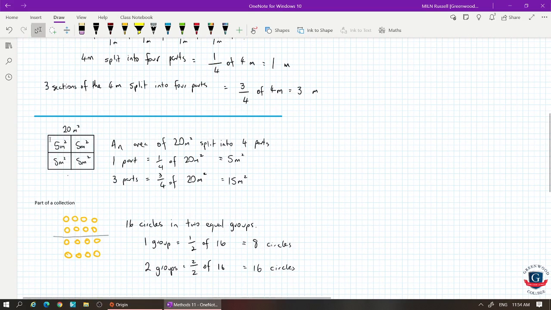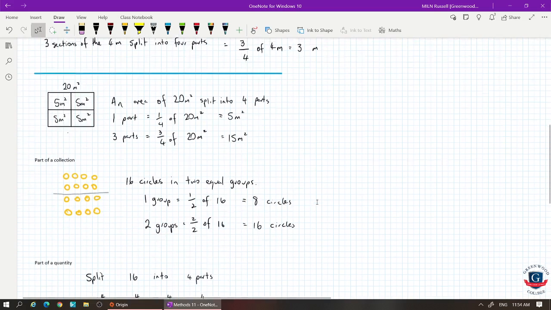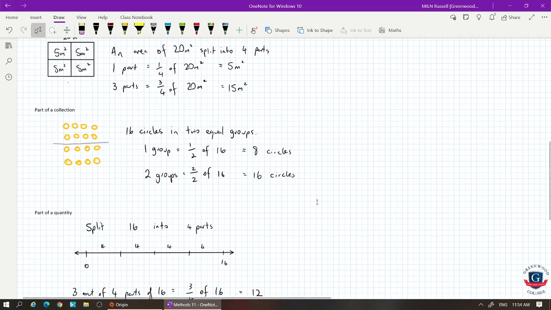We can also do it with area. So here we have a rectangle, and we've said the area of it is 20 meters squared. And we've split it into 4 parts. So 1 part out of the 4 of the entire 20 square meters is 5 square meters. 3 parts out of the 4, so 1 part, 1 part, 1 part is 3 parts, of the 20 square meters of the whole would be 15 square meters, because we just add up the areas. We could do it with parts of a collection.